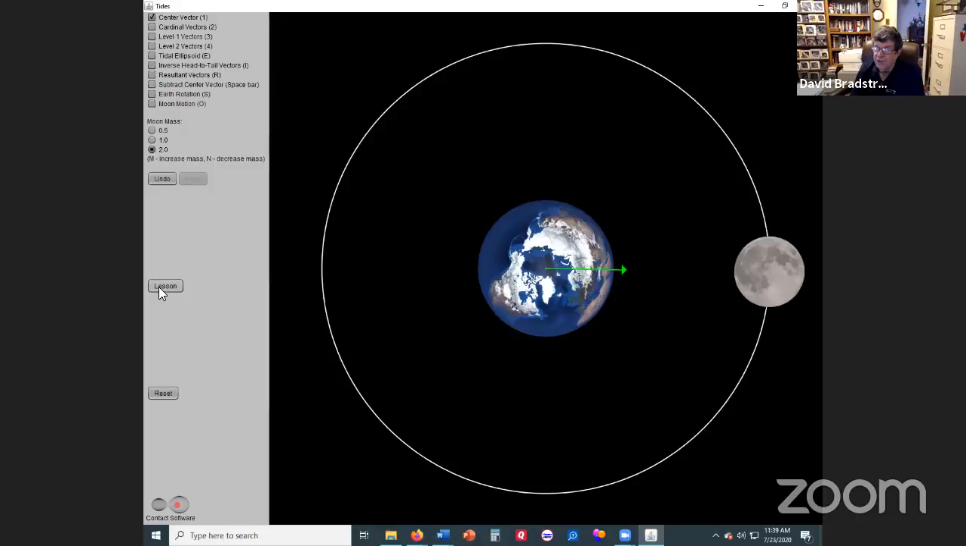Sorry, the next thing actually makes the moon bigger. I doubled the mass of the moon, and the vector got twice as long. If I cut the mass in half, it gets half as long. Okay, forgot about that part. That's the part I want to do.